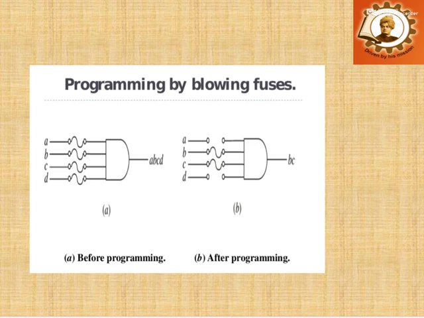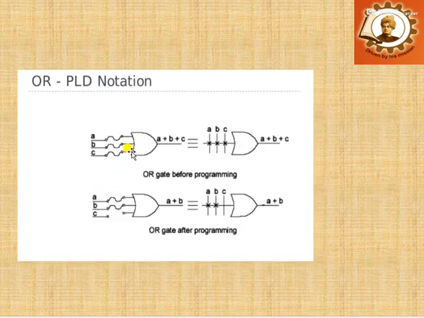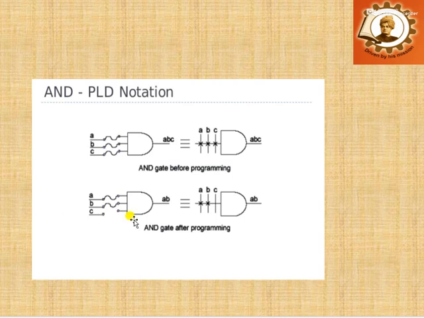Similarly, this is the OR notation: A, B, C gives A or B or C. The equivalent circuit has inputs A, B, C and the output will be A or B or C. If there is no connection, with no cross here in the second diagram, C is not connected, so the output will be A or B. Similarly for the AND notation, you have a cross sign, and for the second one, C is not connected, so the output will be A and B.